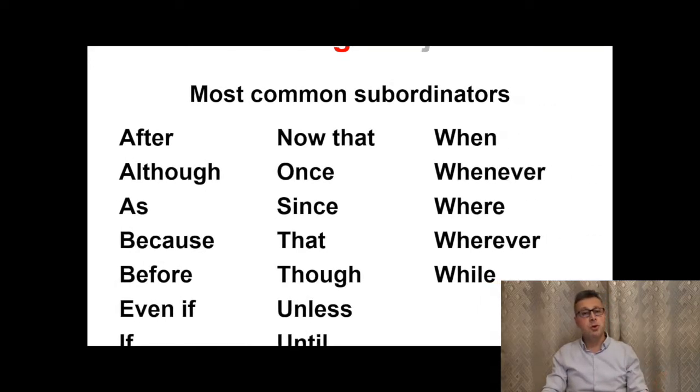And the most common kinds of subordinating conjunctions are after, although, as, because, before, even if, now that, once, since, that, though, unless, until, when, whenever, where, wherever, while. Now you may tell me, Teacher Aboud, what is that? I have a coordinating conjunction and now you're giving me subordinating conjunction. What's going on? I understand.